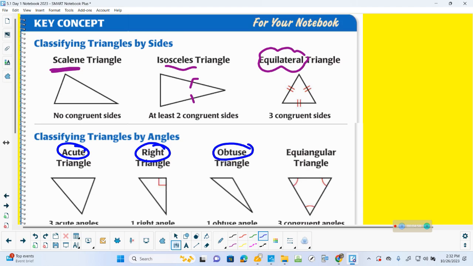Obtuse triangle. Obtuse, of course, over 90. Here's your obtuse angle right there. Now, if it's equilateral, I just like saying that word, it's also equiangular. All three angles are the same.